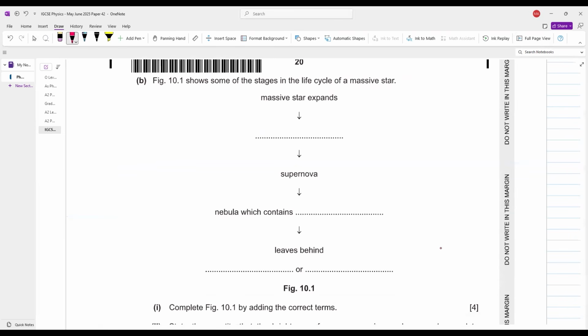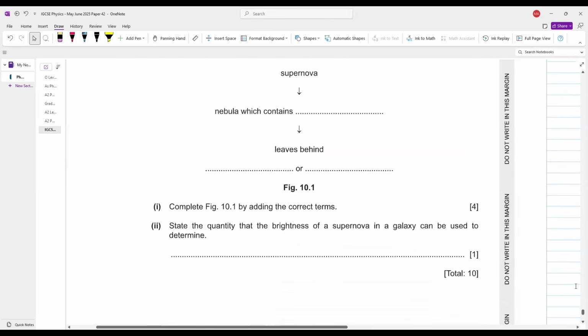Okay, figure 10.1 shows some of the stages in the life cycle of a massive star. Massive star expands to form what? Red supergiant. This red supergiant goes under an explosion, forming a supernova nebula which contains heavy elements. Leaves behind what? Leaves behind either a black hole or a neutron star. Simple. Let's further move it.